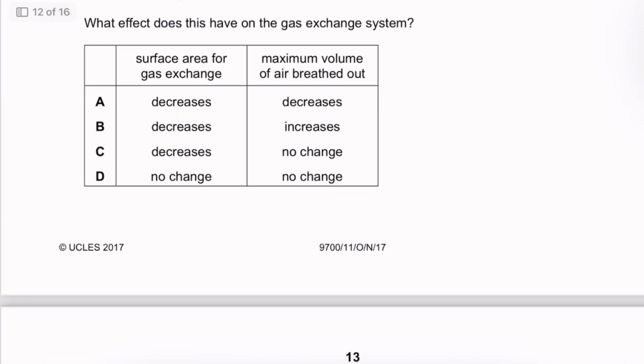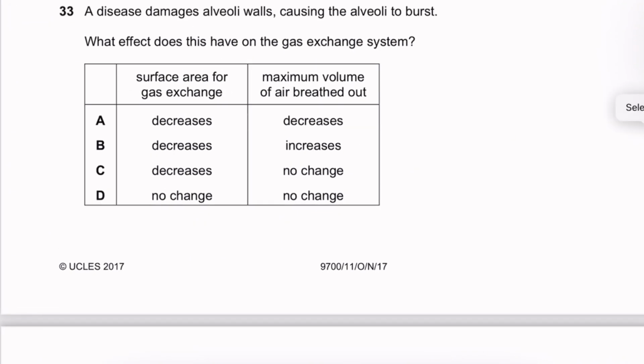Now, a disease damages alveoli walls, causing alveoli to burst. What effect does this have on the gas exchange system? Surface area for gas exchange is definitely going to decrease, because when you have fewer alveoli, you have less surface for gas exchange. Maximum volume of air breathed out. What's going to happen to the maximum volume of air breathed out? There's going to be a decrease in the surface area. So let's imagine what's going to happen. You have fewer alveoli than before.